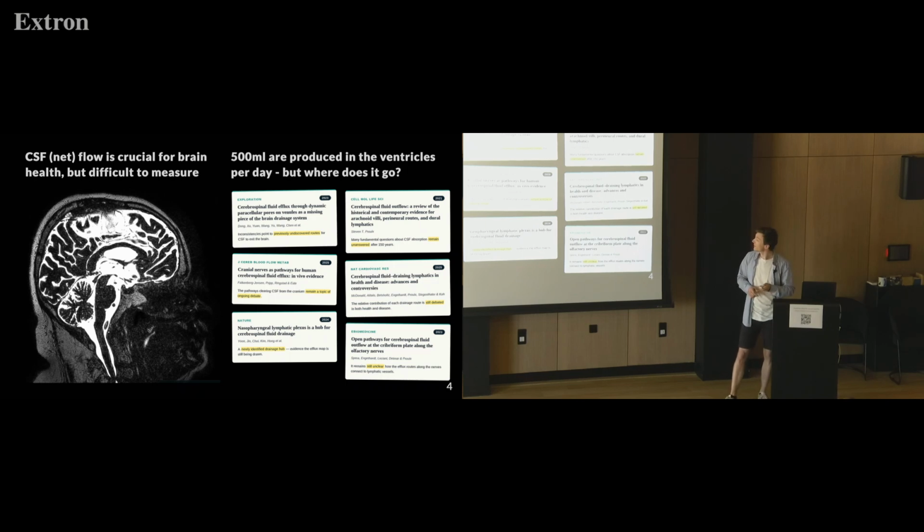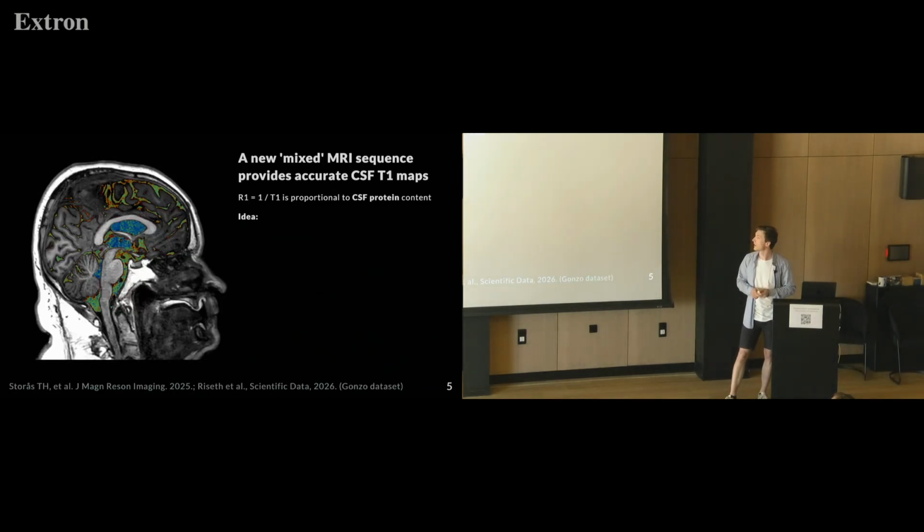And then I want to come to a work of some collaborators of mine in Oslo that have come up with a new method to compute or image so-called T1 values and T1 maps in the CSF in humans. And the important observation here is that the R1 value, which is just the inverse of the T1 value, is roughly proportional to the CSF protein content.